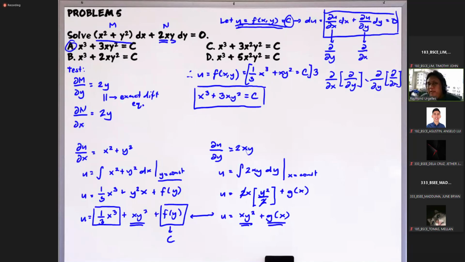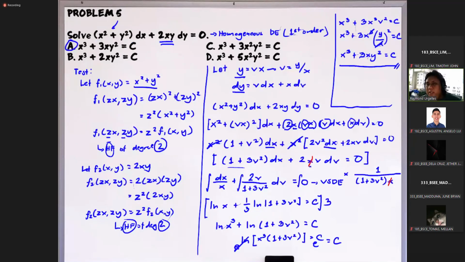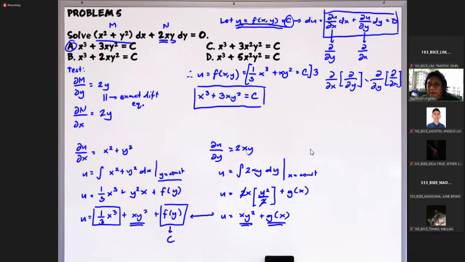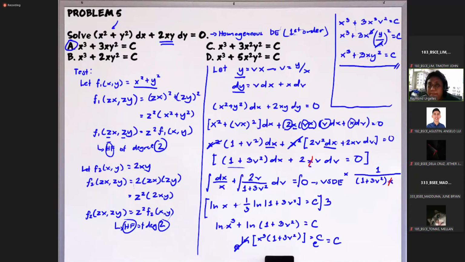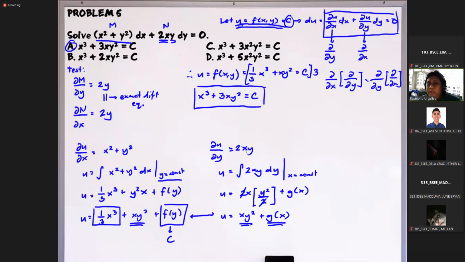Pero depende sa inyo kung mas preferred niyo yung homogeneous differential equation, so gamitin niyo, kung yan yung mas preferred niyo compared dun sa exact. Any questions?